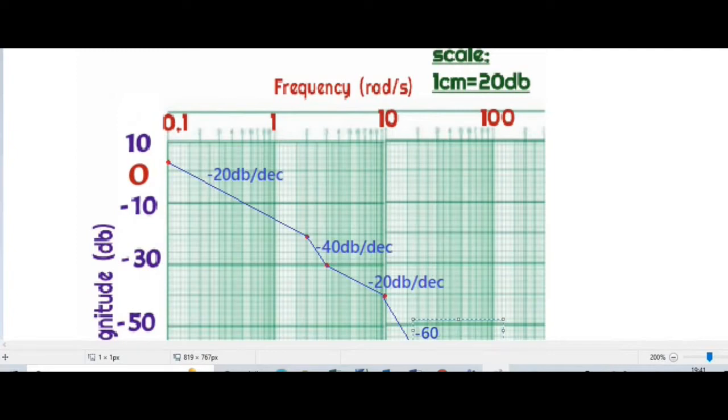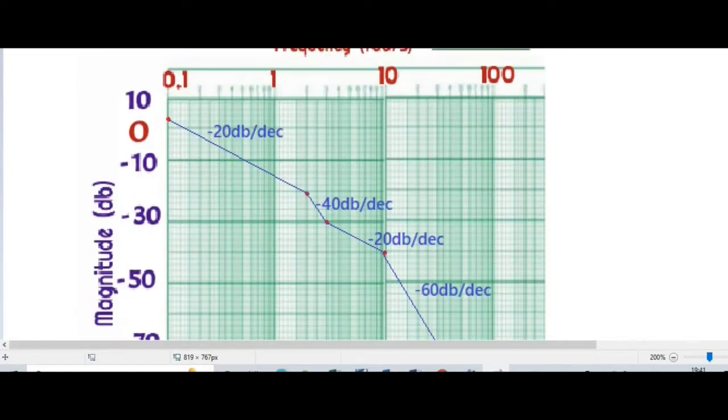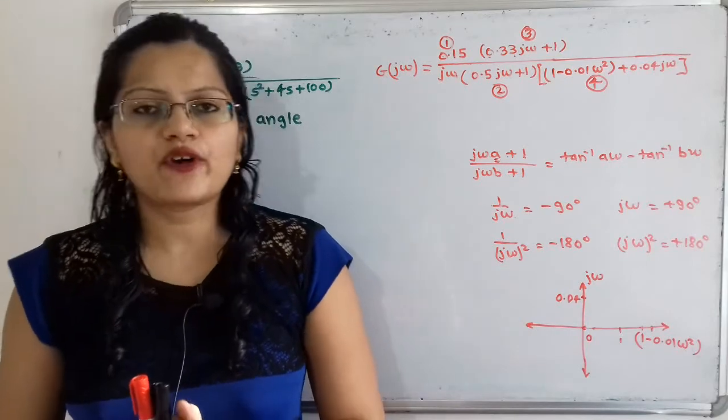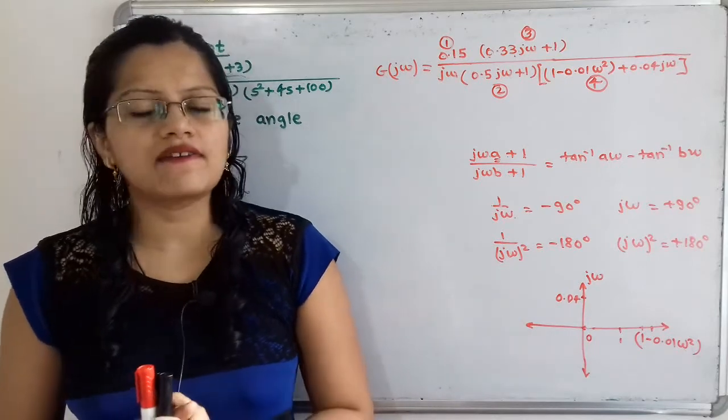So minus 60 dB per decade. In this way, this magnitude plot is getting completed. Now we will move to the next step, the calculation of the phase angle phi.